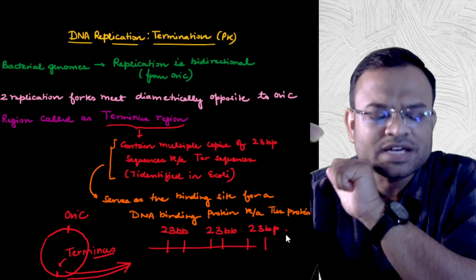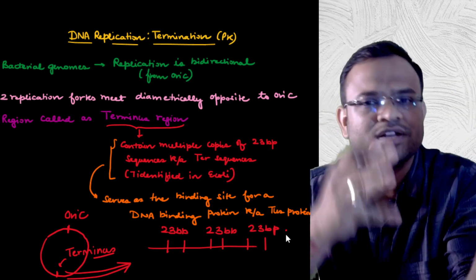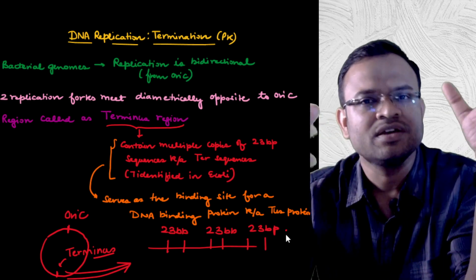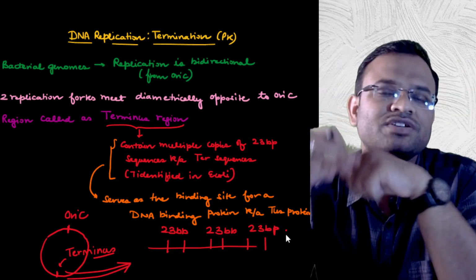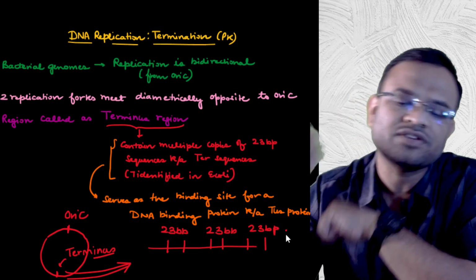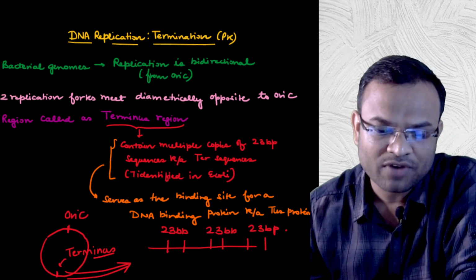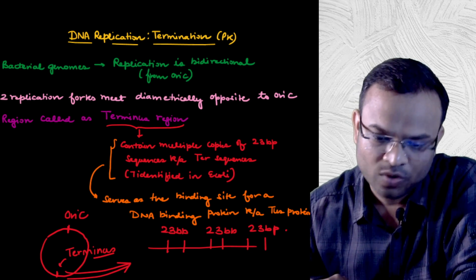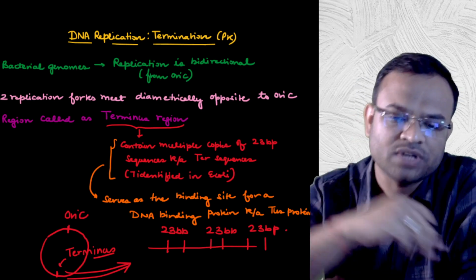Okay, so these are called ter sequences. The name comes from the terminus region only. Because they are present in the terminus region, these repeated sequences are called ter sequences. So I believe you would have understood at least up till over here. Now let us move on to the next point.